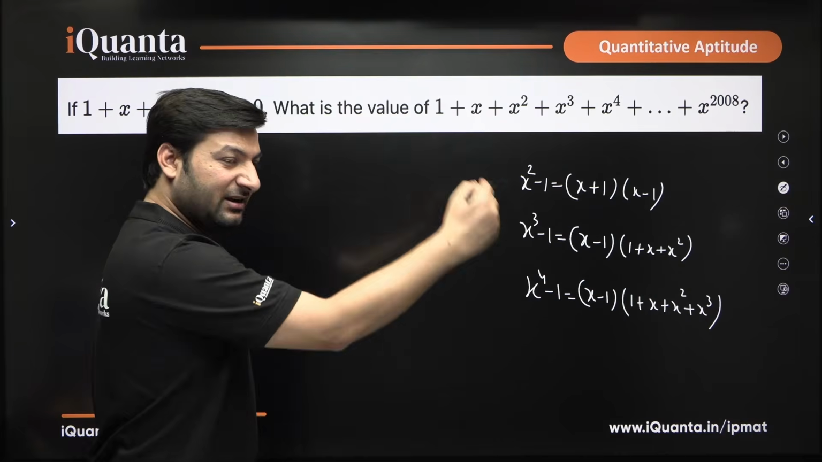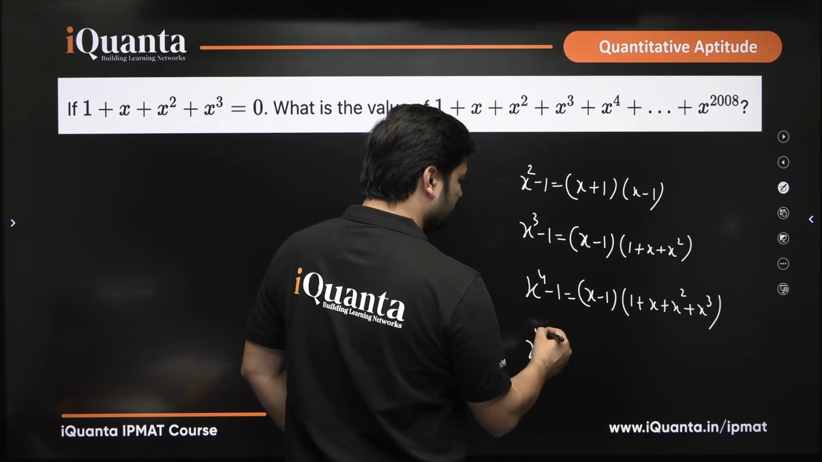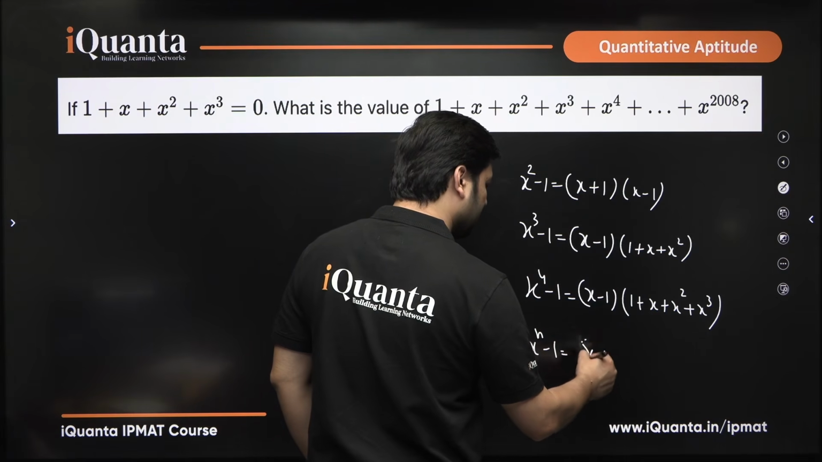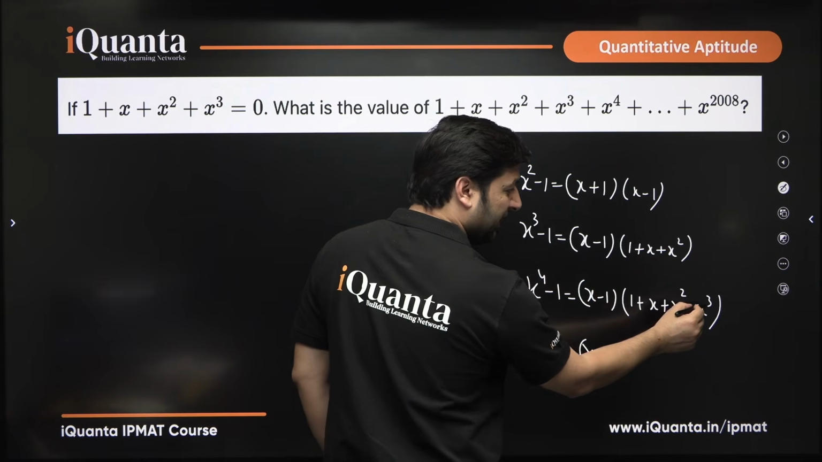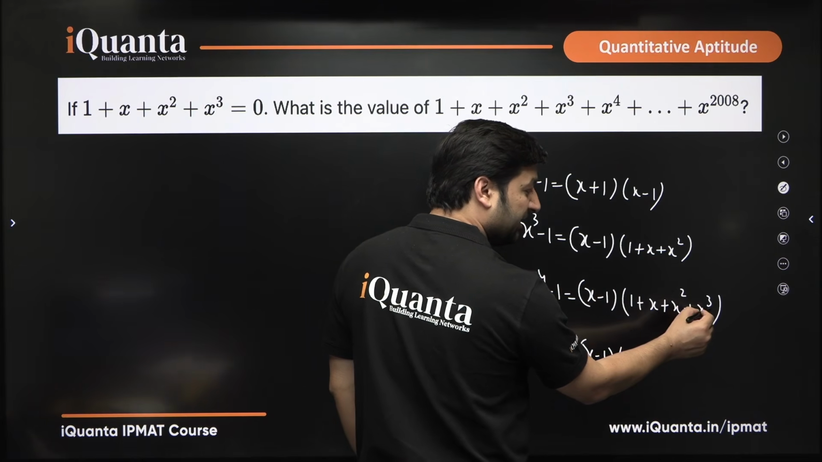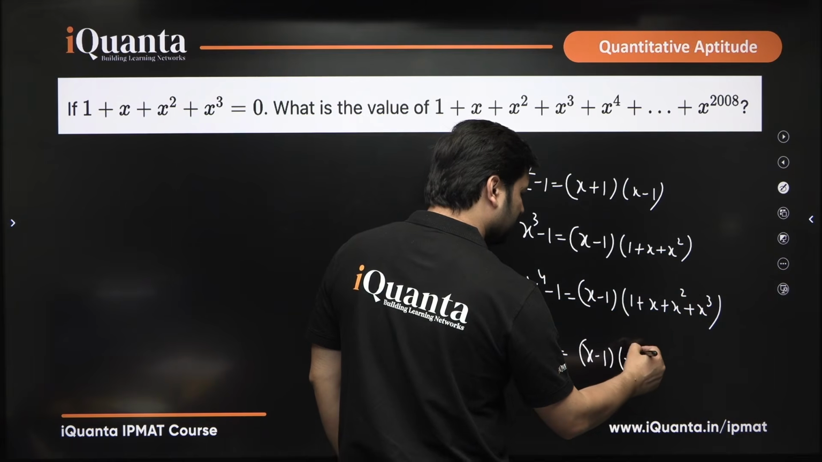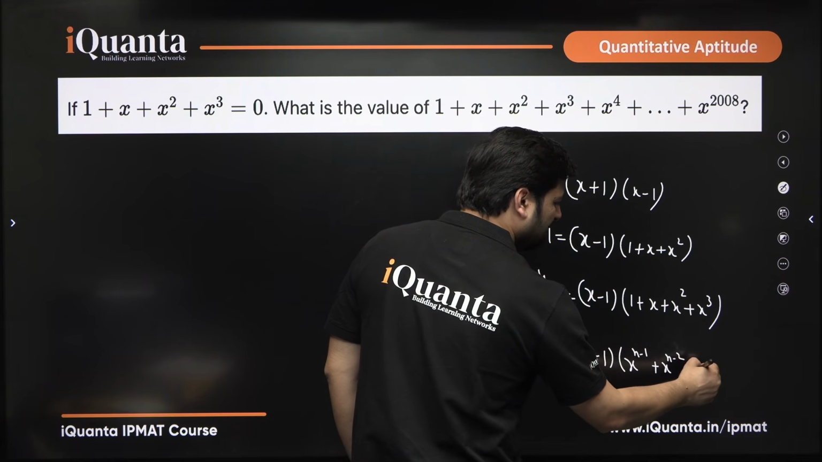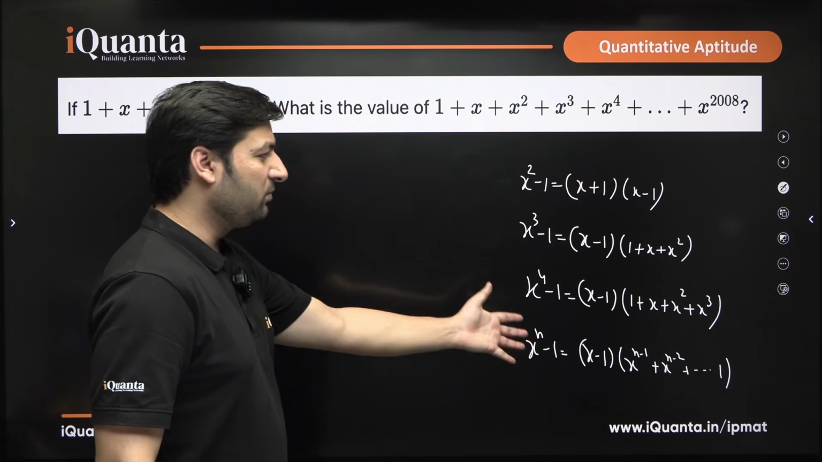So if I generalize this, whenever you are getting any expression which is in the form of x to the power n minus 1, it will always be written as x minus 1 into, we are starting with power 4 here, and the highest power that we are getting in the second bracket is x cube. So if the highest power is n here, it will be x to the power n minus 1 here. Okay, x to the power n minus 1, x to the power n minus 2, and so on, we remain with x to the power 0, which is 1. Okay, this is how you have to break down the expressions.